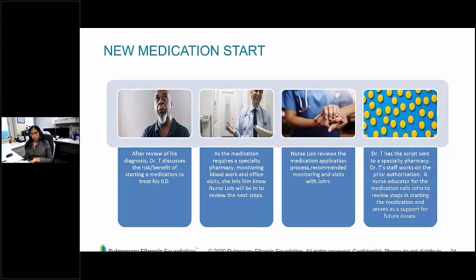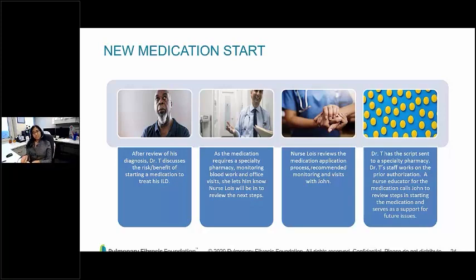So the office staff works on a prior authorization, and the specialty pharmacy that's supplying the medication actually has a nurse educator that works for them. And so that nurse educator is calling John to review the next steps in starting the medication, and is also an additional layer of support for future issues. This is a slightly different model than the first one that I presented, where a pharmacist was working directly in the clinic with the team.